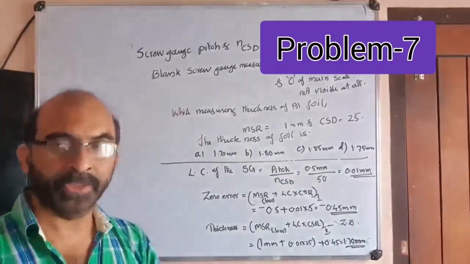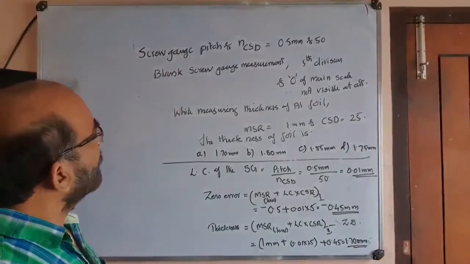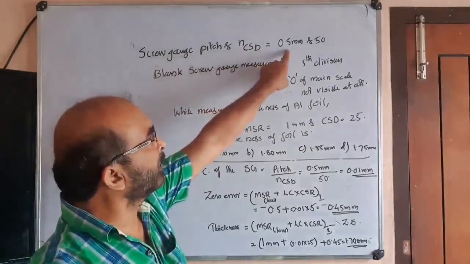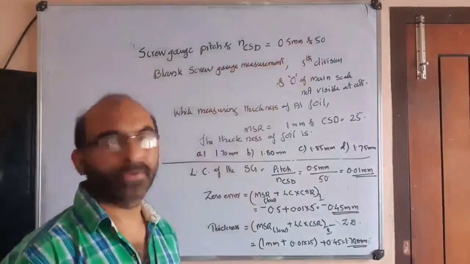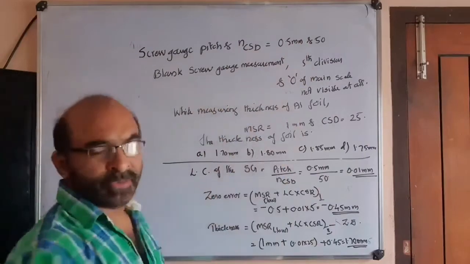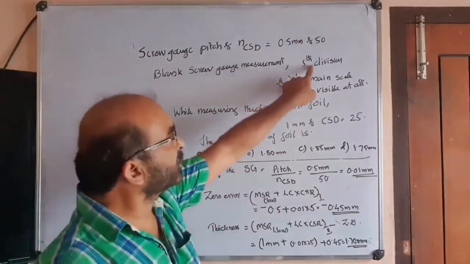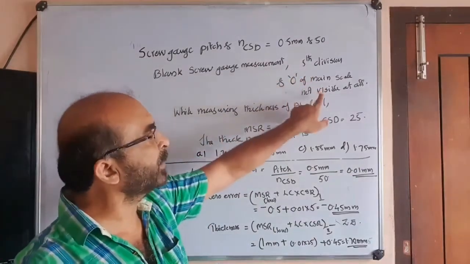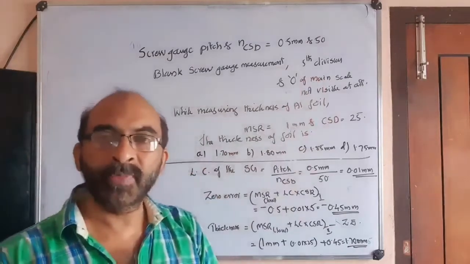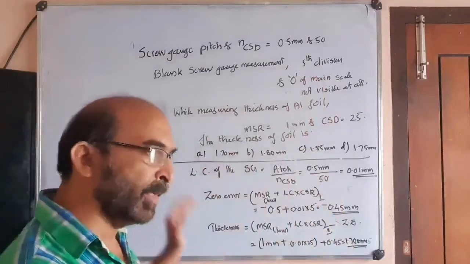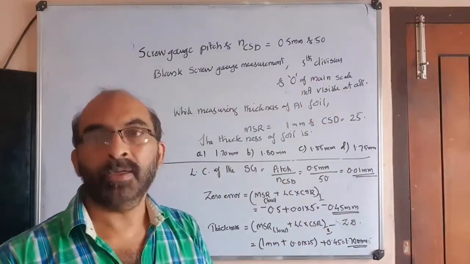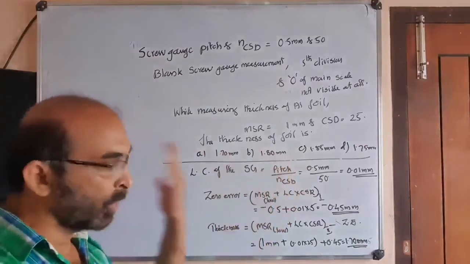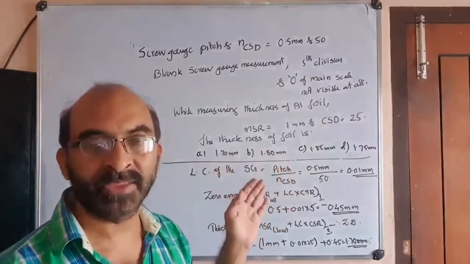See the information given in the question. Screw gauge pitch and coinciding circular scale divisions are given to be 0.5 millimeter and 50. Okay. Blank screw gauge measurements: 5th division coincides. And 0 of the main scale not visible at all. 0 of the main scale not at all visible means it has been overlapped by the circular scale. Fully not visible means it has moved much over the 0. So negative deviation, negative error.